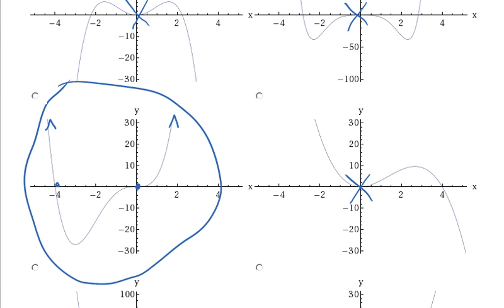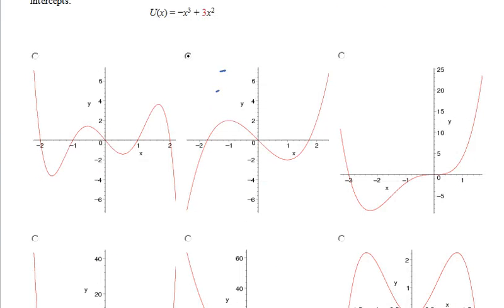Now we'll look at a second example. This example is u of x equals the opposite of x cubed plus 3x squared. The leading coefficient is negative 1x cubed. And so the end behavior will be very similar to y equals negative 1x, which means that the graph should go up as x decreases and down as x increases without bound.